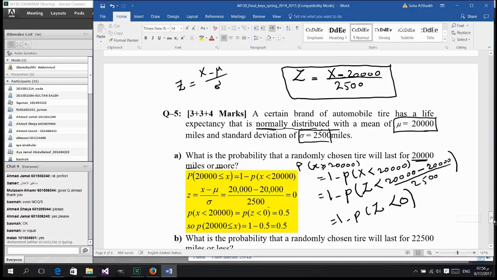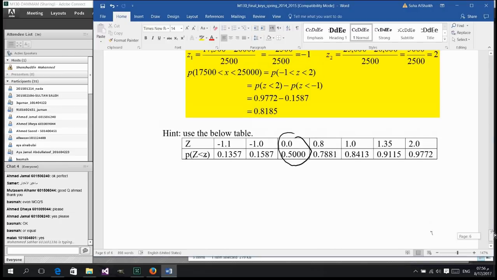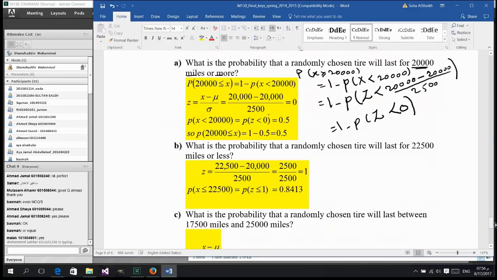So the probability of z less than 0. Can we get it from the table? Yes. If you check the table, what is the probability of z less than 0? It is 0.5000. So this will be 1 minus 0.5000, which is 0.5 actually, and this is the result. This is the solution here. Clear?